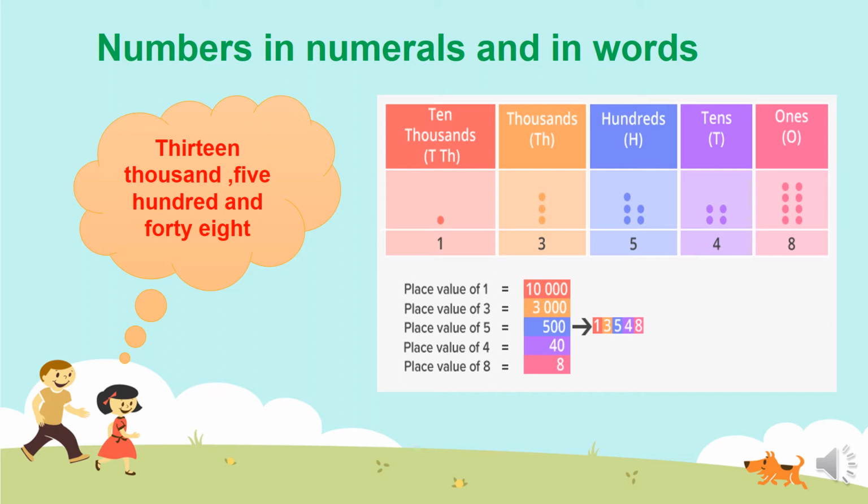There are 3 dots. That means the place value should be 3000. Under the hundreds column, there are 5 dots. That means 500. In the tens column, you can see there are 4 dots. That means 40. In the ones column, you can see there are 8 dots. That means 8. The total value or number should be 13,548.